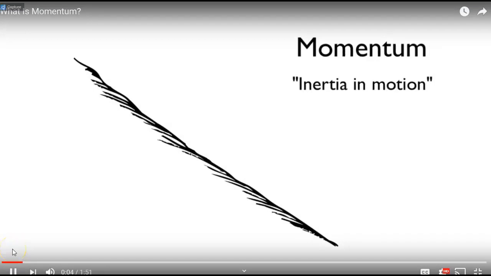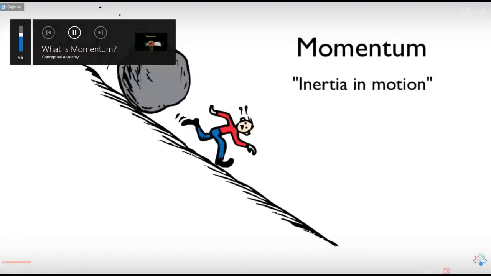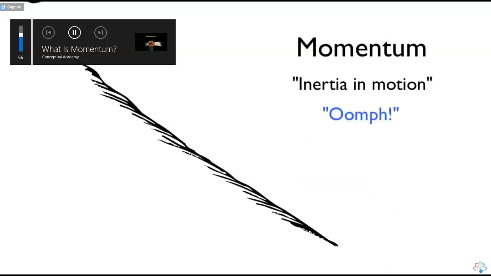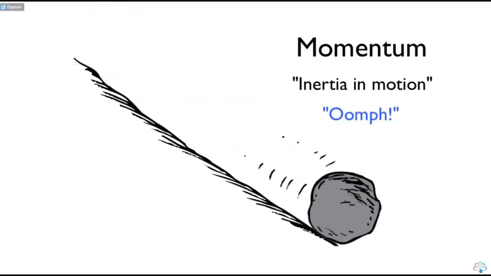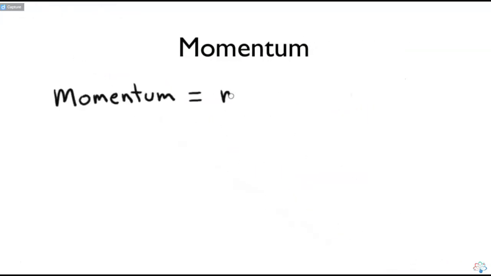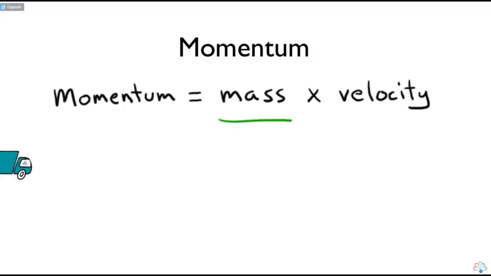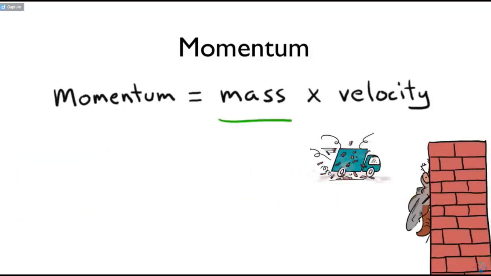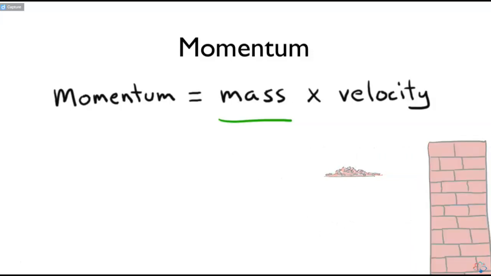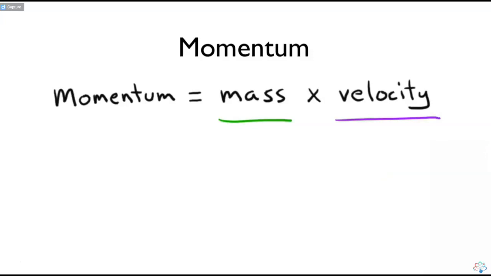Momentum is inertia in motion. A lot of momentum means a lot of oomph. An even better way to describe momentum is as the product of mass times velocity. This means that if something is moving, there are two ways to affect its momentum. One, there's the mass. You know, for the same speed, a massive truck has so much more momentum than a mosquito. And two, look at the velocity.